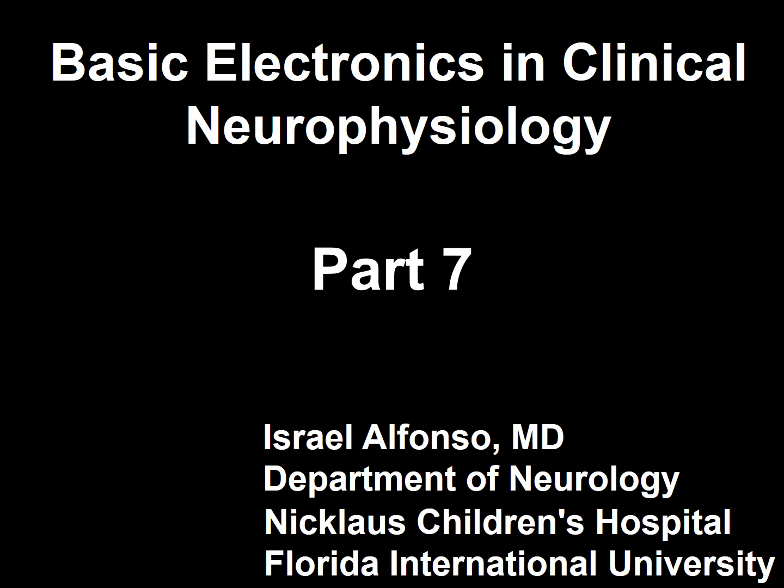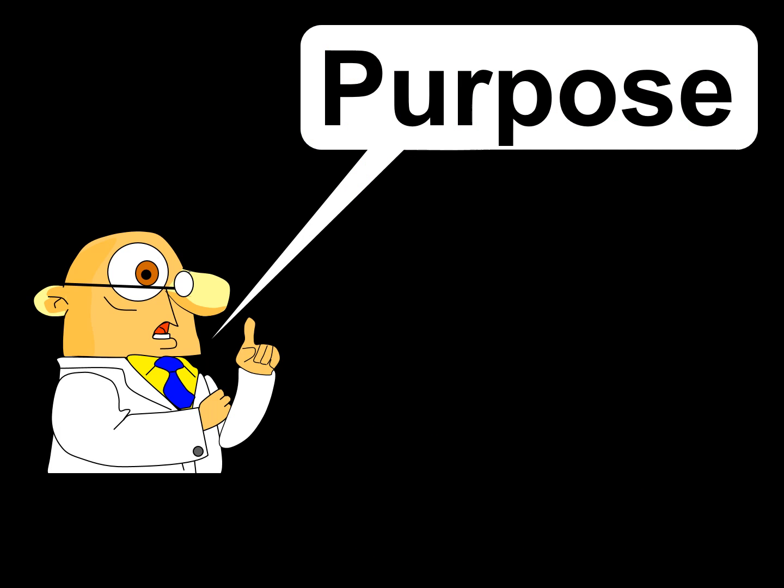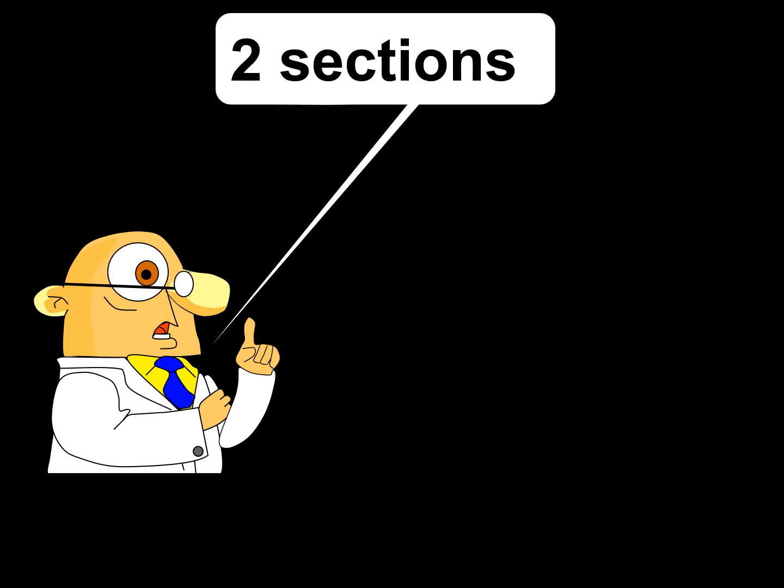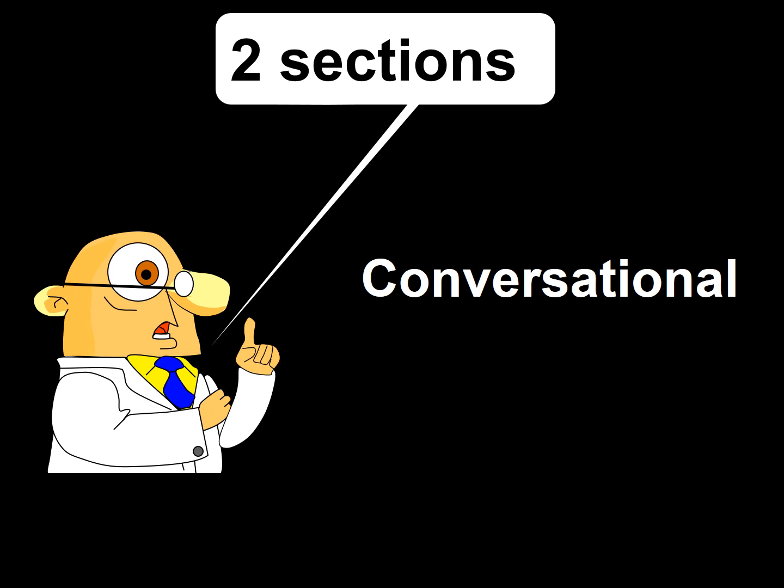This is the seventh talk about basic electronics. The purpose of this talk is to explain a few concepts about amplifiers relevant to the neurophysiology board examination. This talk will have two sections. The first section will be conducted in a conversational format. It will be brief. It will provide a general overview of amplifiers.